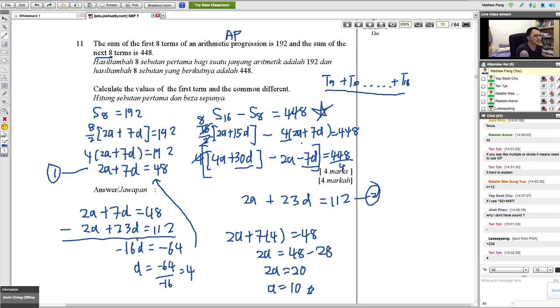But the important part is about forming the equation. If you can form the equation correctly, then everything should be alright. Okay, so let me move on to number 12.